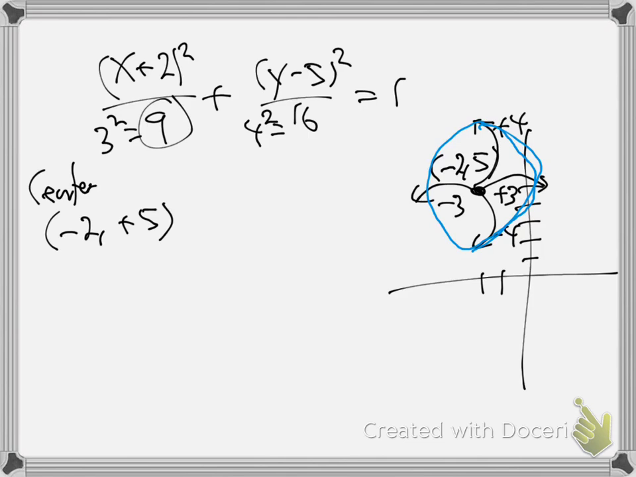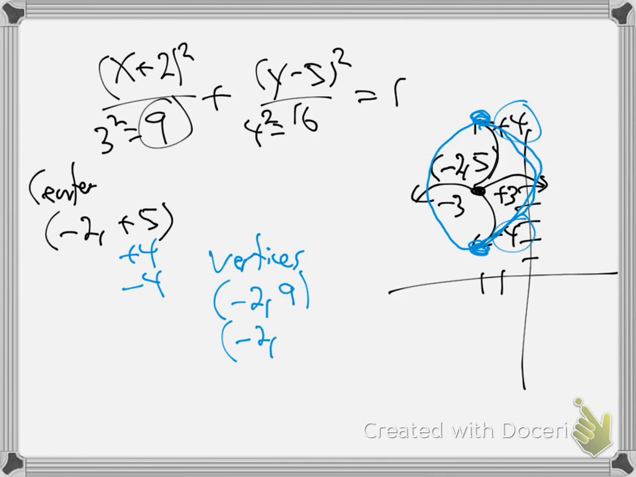So what does that mean? That means the vertices are here and here. Remember, the vertices are always the longest edges, so the vertices are top and bottom. To find the vertices, up 4 and down 4, you add 4 and subtract 4 from the y coordinate. That's going to be (-2, 9), and when you subtract 4, it'll be (-2, 1). Those are the two vertices, the up and the down.